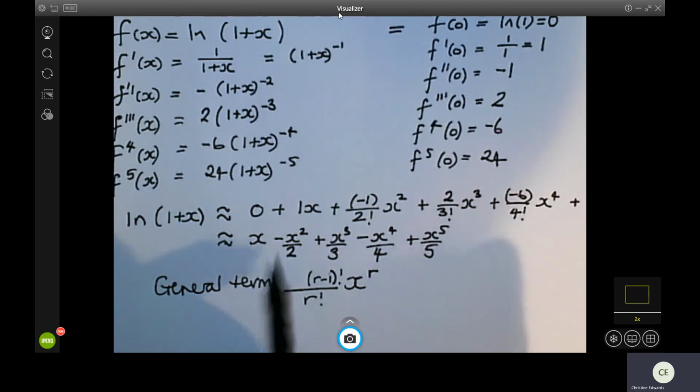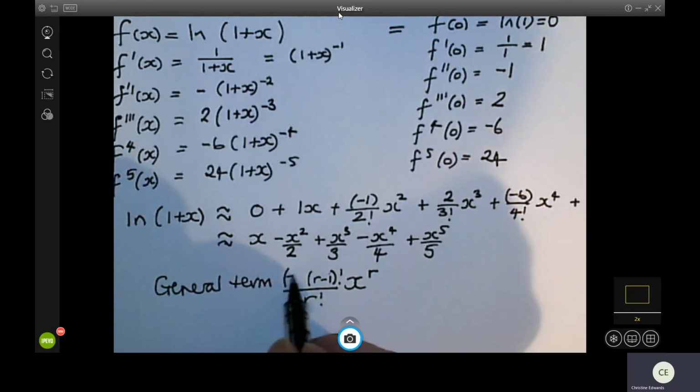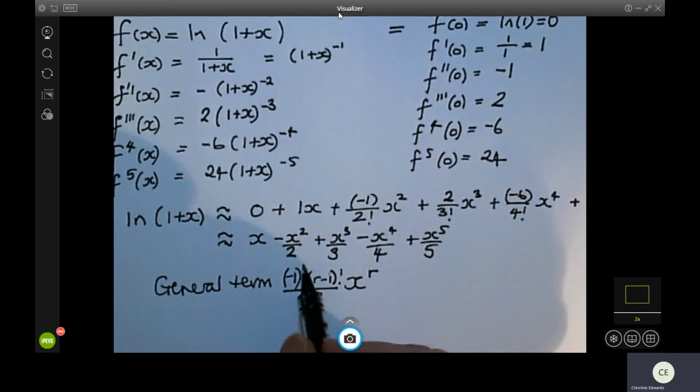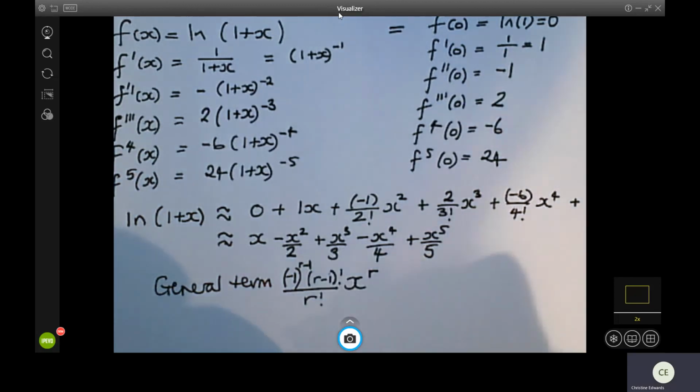So now the only part that I haven't dealt with is the fact that I've got alternating positive and negative signs. So to generate that, I need a minus 1. I want the minus to be when I have an even power, so I need the power to be r minus 1. Check that works for a couple of terms. And there we have the general term for this particular series.